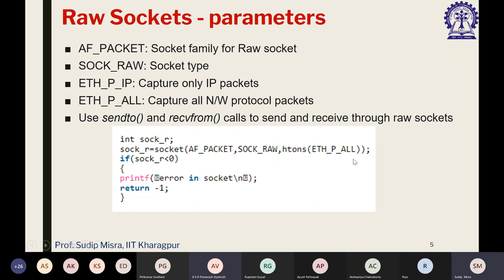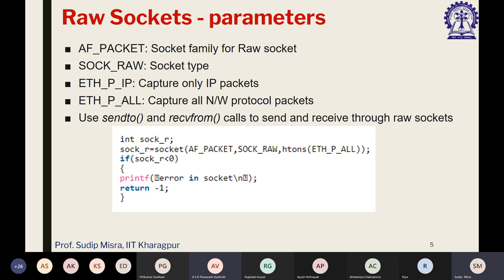ETH_P_ALL will capture all the network protocol packets, and there is an alternative, ETH_P_IP, which will capture only the IP packets. Typically for this kind of debugging, in most cases, you will like to capture all the network protocol packets, right? But if it is an IP network, whether it is ETH_P_IP or ETH_P_ALL, they are going to give the same packets, right?